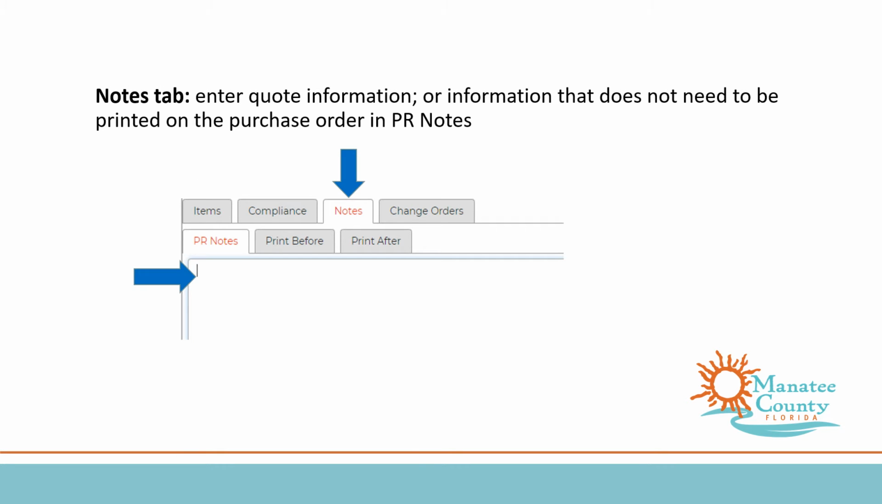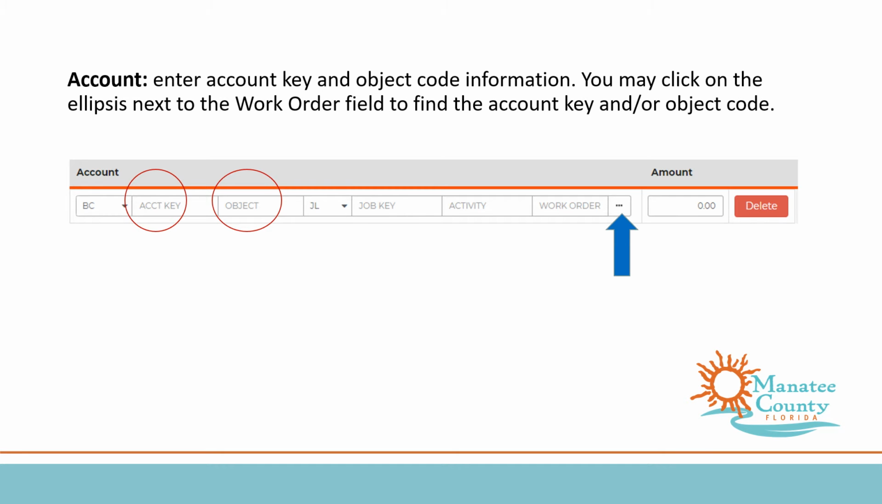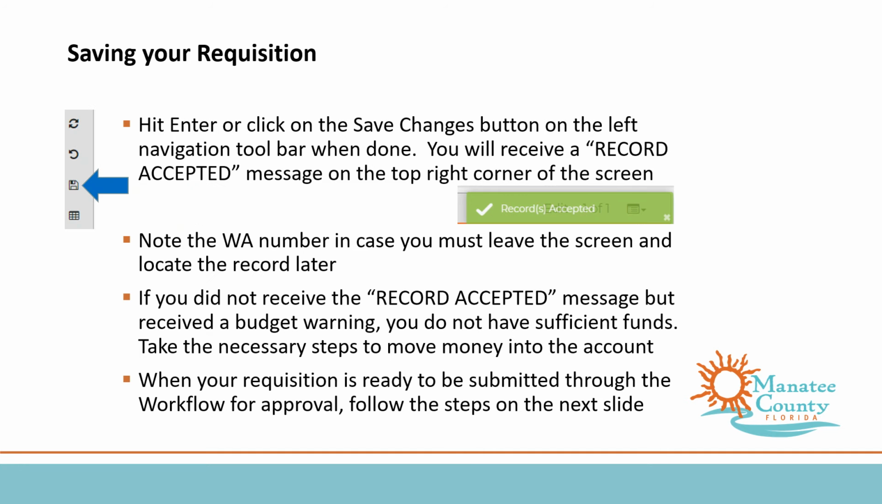In the Notes tab, enter quote information or information that does not need to be printed on the purchase order in PR Notes. For the account, enter account key and object code information. You may click on the ellipsis next to the work order field to find the account key and/or object code. Saving your requisition, hit Enter or click on the Save Changes button on the left navigation toolbar when done.